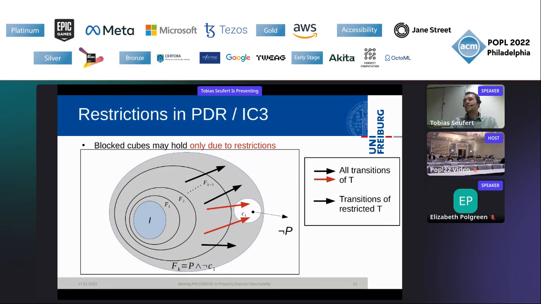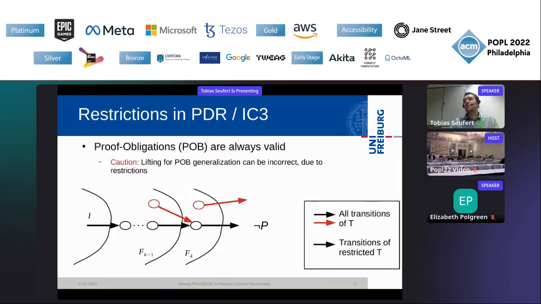So when we can find such spuriously blocked cubes, then of course, since our proof really consists of these blocked cubes, it is clear that we can also find spurious proofs if we have restrictions in PDR. But what about these proof obligations? Well, I said restrictions remove transitions from the original transition system. And then, of course, we may miss proof obligations which are present. But if we find proof obligations which are, in a way, candidate counterexamples, then these are valid, of course. And therefore, also our counterexamples that we find on the restrictions are valid.